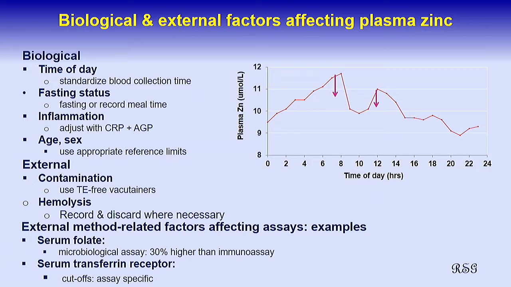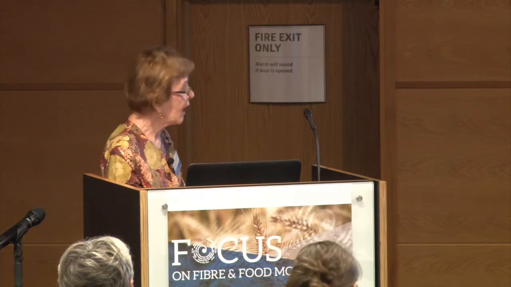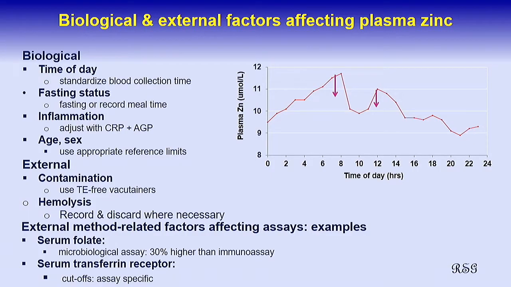If that is not possible, which is the case in many national surveys, then at least we should record the time of the most recent meal. As I've mentioned earlier, inflammation is known to influence plasma zinc and other micronutrient biomarkers. It's important, therefore, to measure 2 biomarkers of inflammation, and the recommended ones now by the BOND Committee are CRP and AGP. And finally, age and sex are known to influence plasma zinc and many other biomarkers, so we need to use the appropriate reference limits.